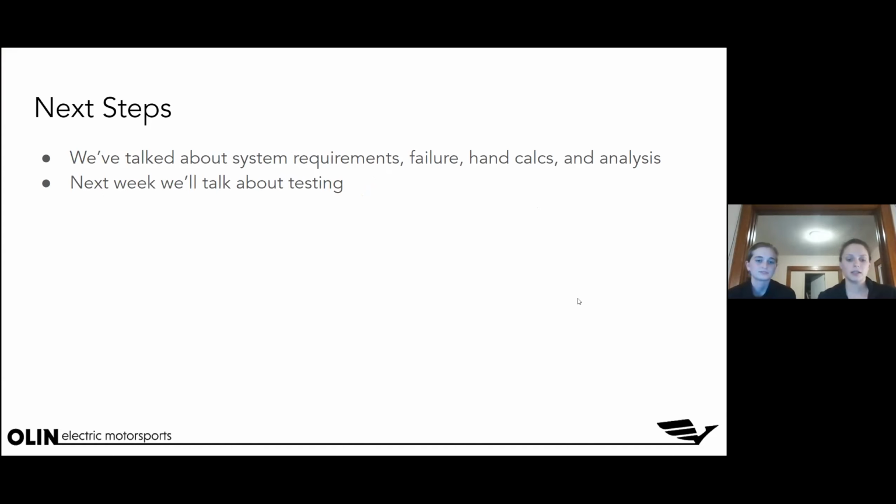So this presentation, with the past presentations, has talked about how to set up your system requirements, how to then create your part to determine failure through hand calcs, and now has given you an intro to analysis. And so this has set us up for next week when we talk about testing.